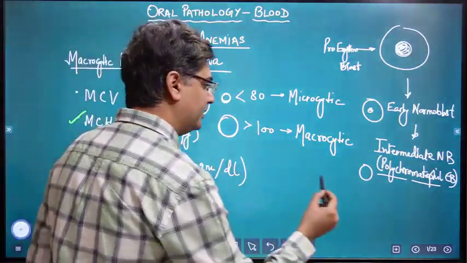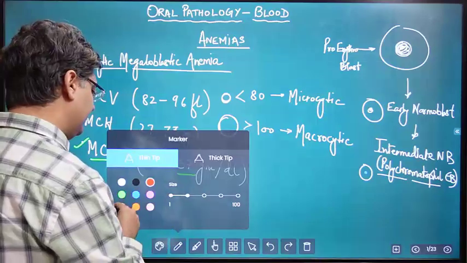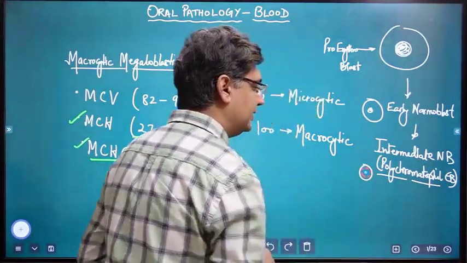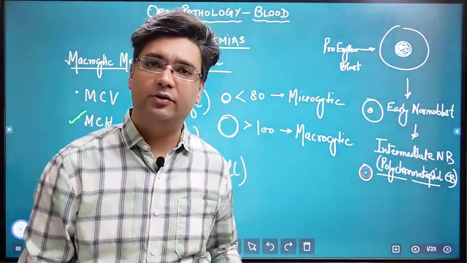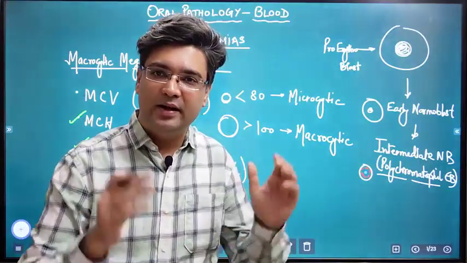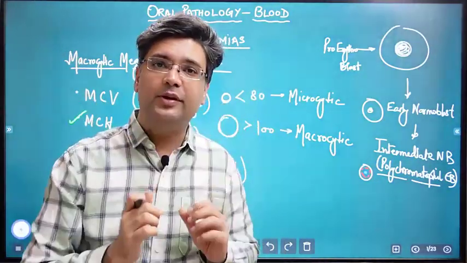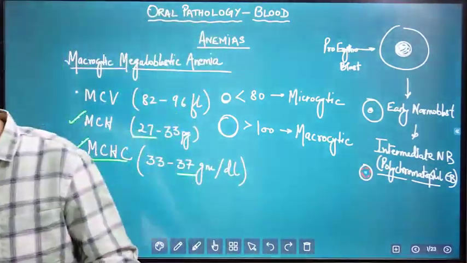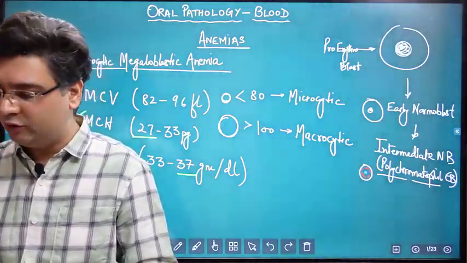It has the nucleus in the center, and for the first time hemoglobin starts to appear. So the cell now appears two-colored or multicolored, and that's why it is called the polychromatophil erythroblast. From the bigger immature cell, it is now converting into the mature cell.